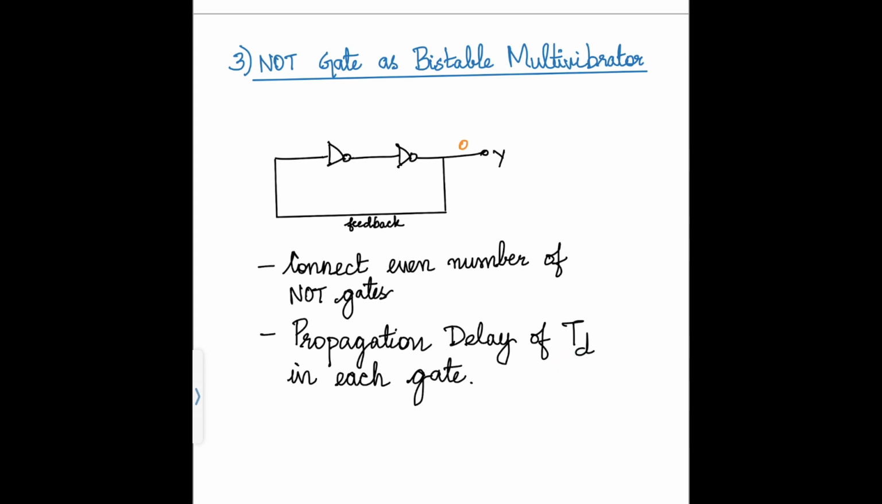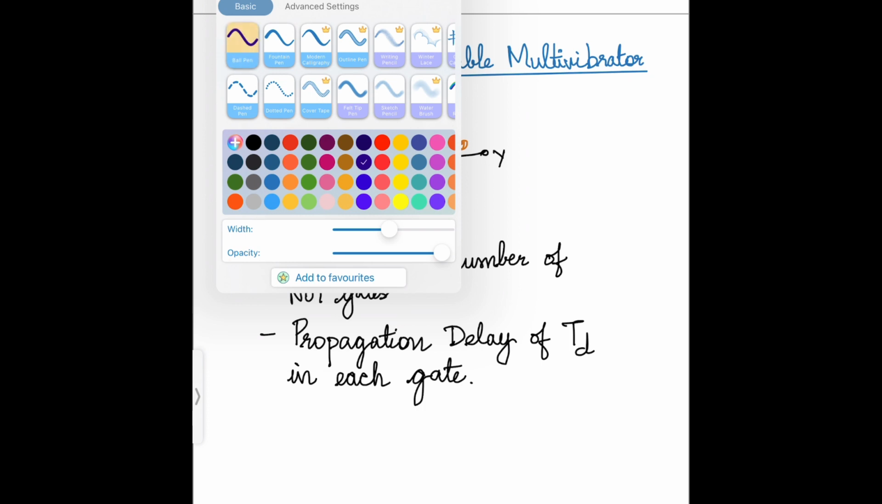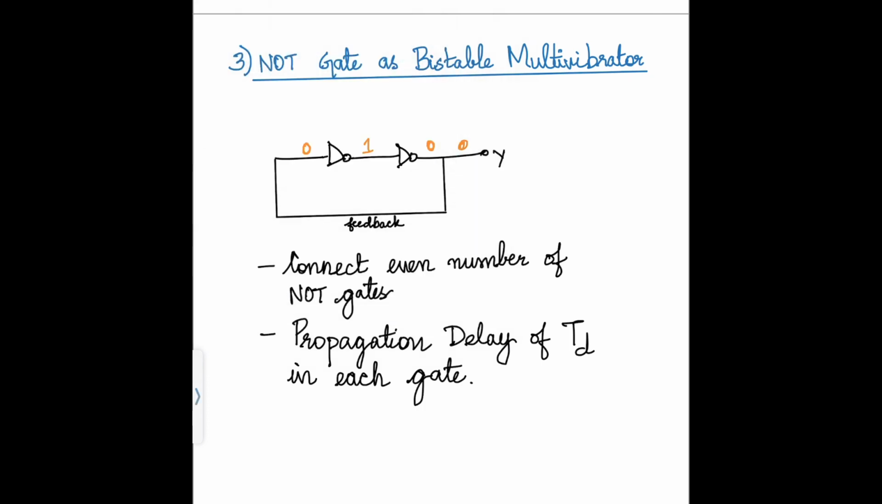So let's see. Here we gave 0 as the input. It comes here, and it becomes 1 here, and it becomes 0 here. So if the input is 0, the output will be 0. Now let's take another input, 1. If we give 1, it comes here. After the first NOT gate, it becomes 0. And after the second NOT gate, it again becomes 1. So if we give 0, it stays 0. If we give 1, it stays 1.